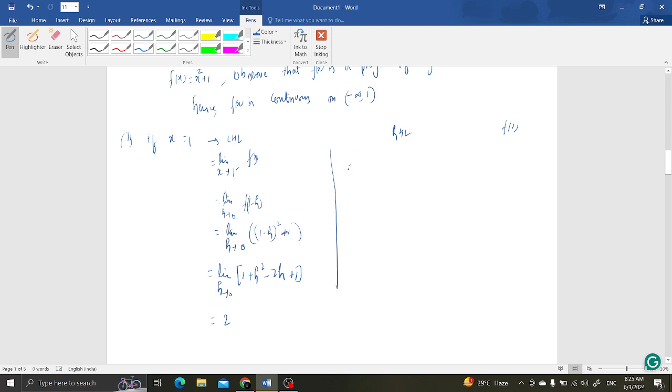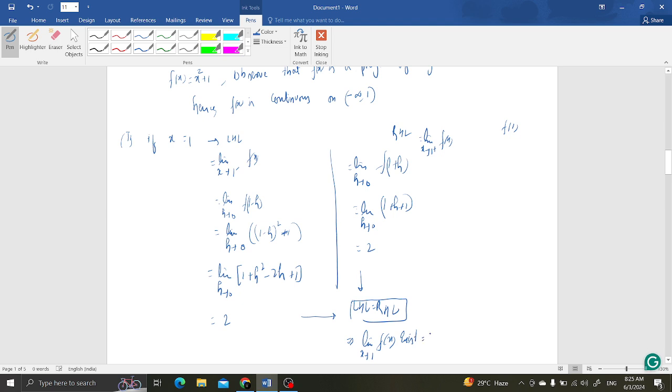Now RHL, how can we find? Limit h tends to 0, f of 1 plus h. Actually the notation is limit x tends to 1 positive f of x. Limit h tends to 0, 1 plus h plus 1, and if you apply the limit we get 2. So from here and here, LHL equals RHL. What does it imply? It implies that limit x tends to 1 f(x) exists and is equal to 2.